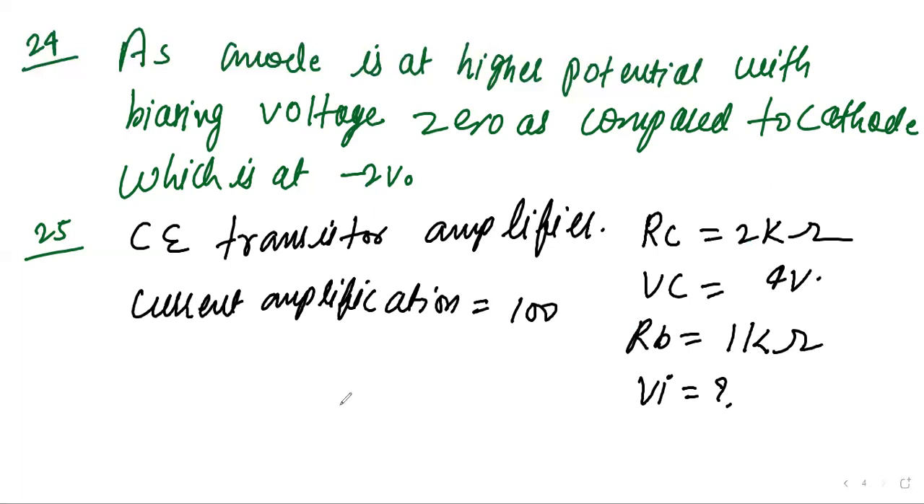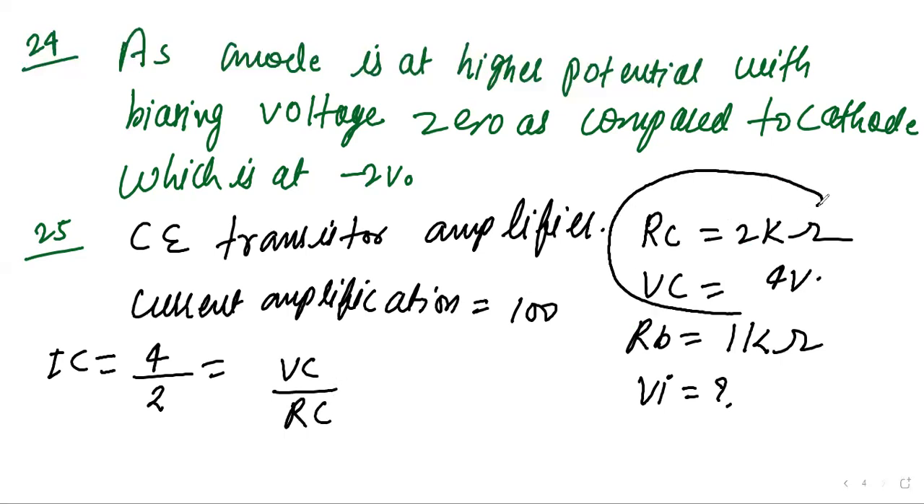So let's see. As we know, the collector current is given by 4 volt divided by 2, right? So voltage is given by VC upon RC. We have used this data for finding the IC. So it is 4 by 2, it is coming out to be 2 milliampere, right? Kilo is there, so this is kilo ohm, this is volt, so it will be 2 milliampere.